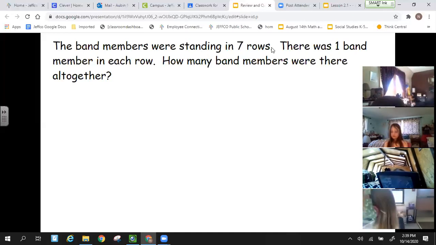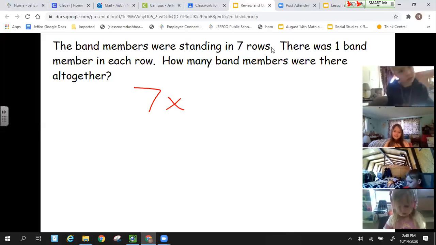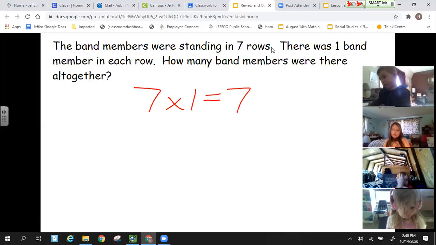I'm going to pull out of my handy dandy can. Serene, what did you get? I got 7. Daddy? All right, if you got the same answer, give her sparkles. You're right. How did you know to multiply and not divide?